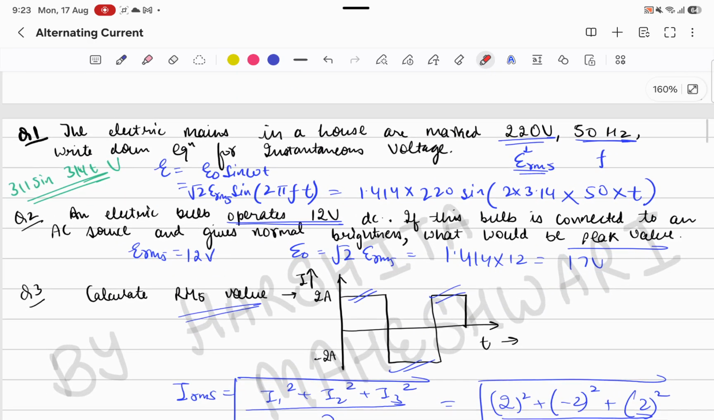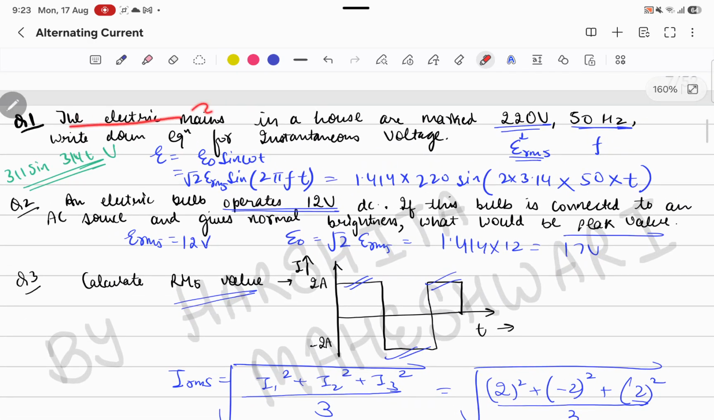Let's analyze one question. The electric mains in a house are marked 220 volt and 50 hertz. So as soon as I read this portion, I get that this is the value of E RMS and this is the value of frequency. Make sure of this. Now they asked to write down the equation for the instantaneous voltage. Instantaneous means the exact value of E.